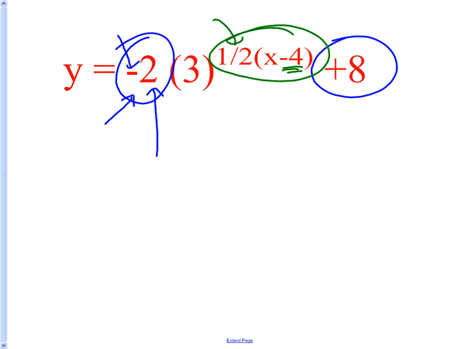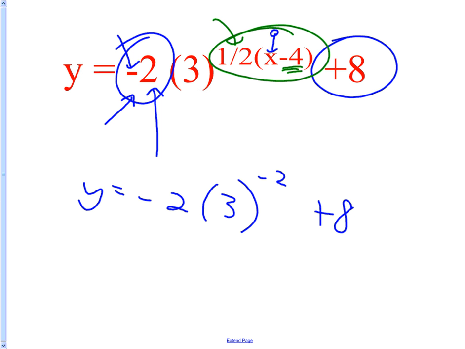You can go back to, though, the y-intercept is where what again? X equals 0. So I can stick in x equals 0 right there. But then I'd have 0 minus 4 is negative 4. 1/2 times the negative 4 makes negative 2. And then I'd have negative 2 times 3 to the negative 2 plus 8. Would you agree that that is not going to be equal to 3, very likely? And it's also not equal to 2. So your y actually ends up being some nasty fraction.